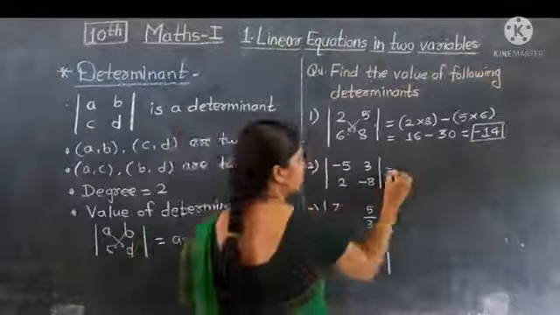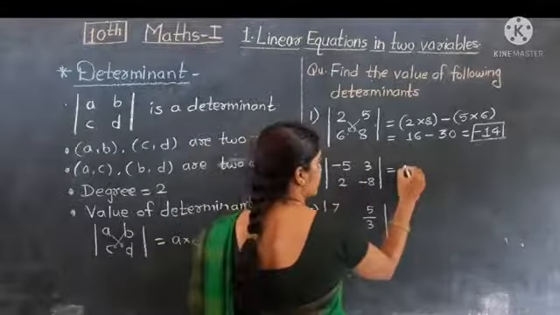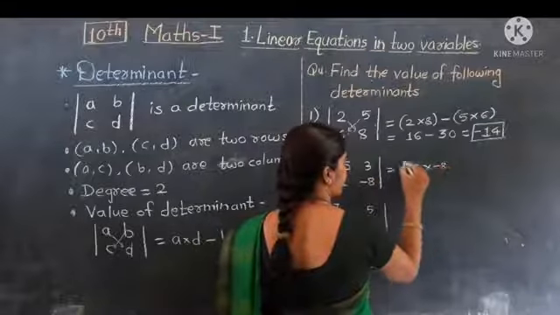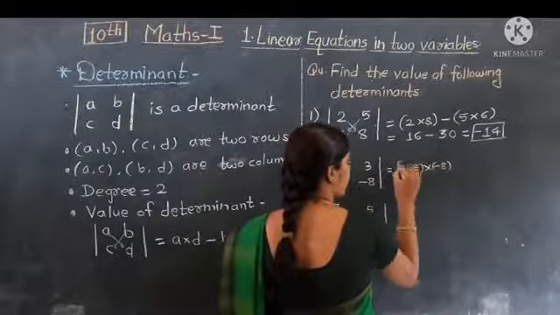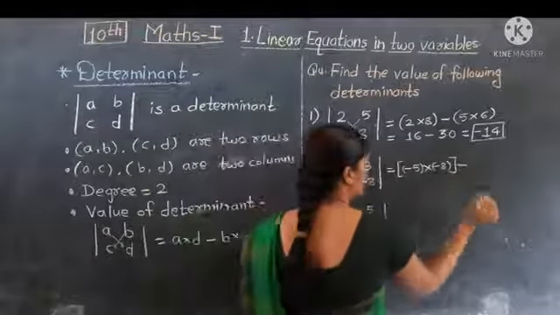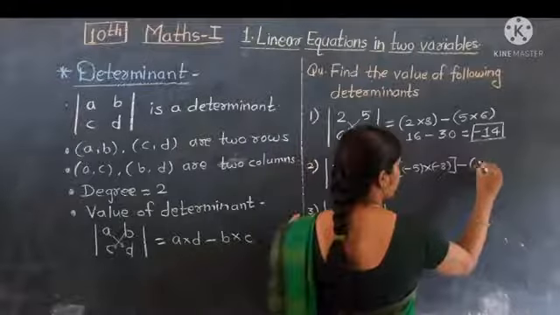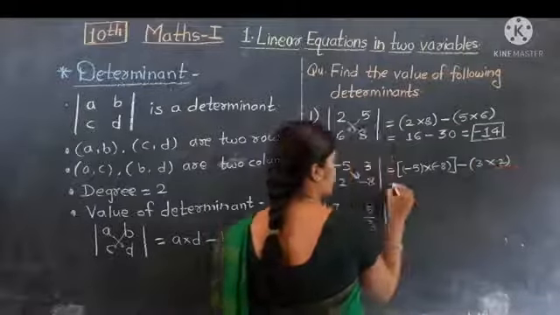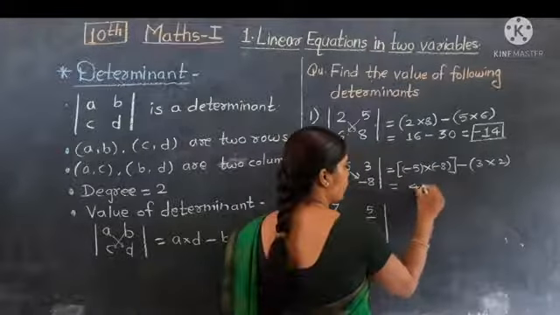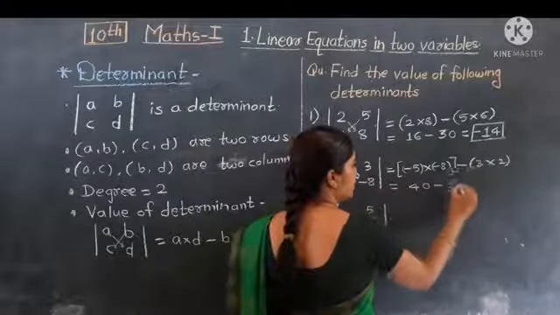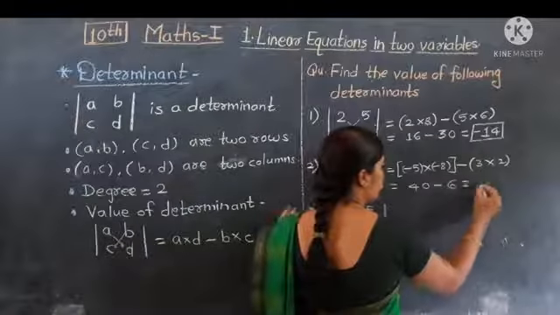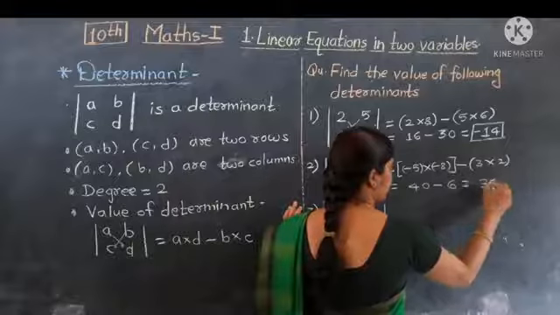Similarly, solve this. Minus 5 into minus 8, first multiply with this. Then minus 3 into 2. Minus into minus is plus, 5 eights are 40. Minus 3 twos are 6. So we get the answer as 40 minus 6, which is 34.